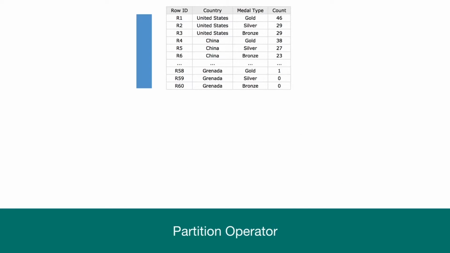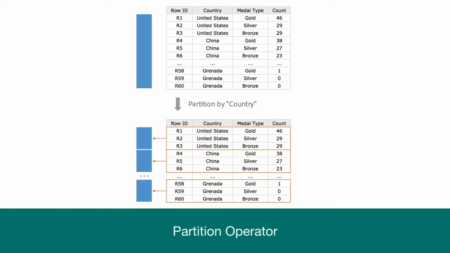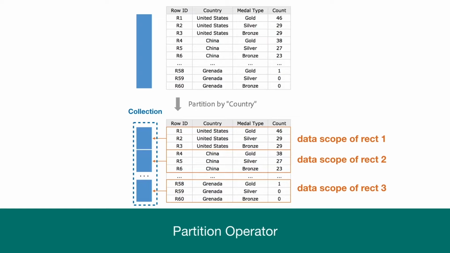Similarly, partition divides up a shape and then attaches data to the generated shapes. So here, we can divide up a rectangle and partition a rectangle by country. And similarly, we get all the rows sharing the same country value as each rectangle's data scope. And then we have a collection of rectangles.